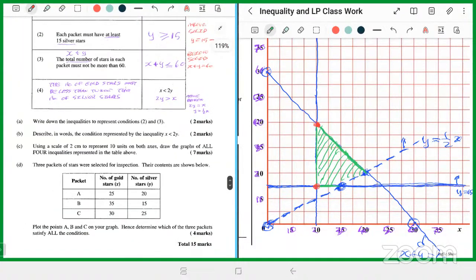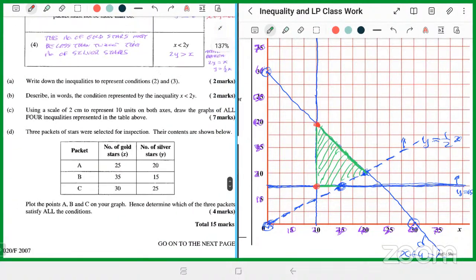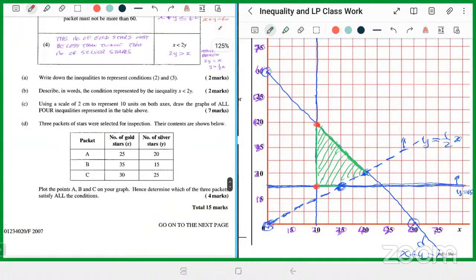All right. So this question says, now after we draw the graph, this is the graph that we have on the screen there. And it says, draw all the four inequalities on the graph, right? We have gone ahead and shaded the region, right? Maybe they didn't ask us to shade the region, but it says 3 pockets were selected for inspection. It says their content are shown below. It says plot the points A, B, and C on your graph. Hence determine which of the 3 pockets satisfy all conditions. All right, we're gonna plot these points now.